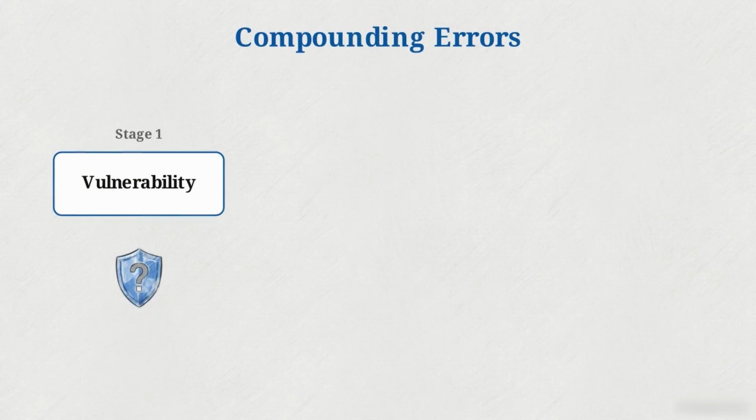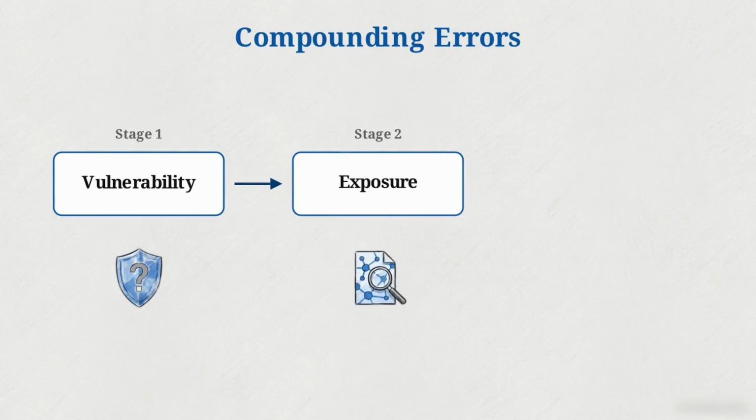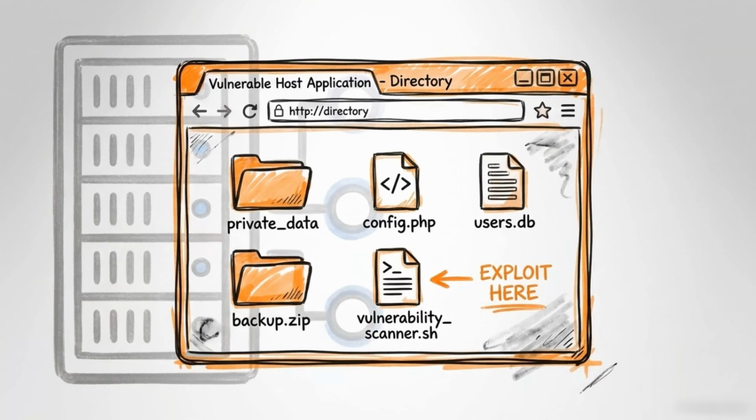Breaking down the CAP machine reveals a chain of 3 compounding errors. First, the application suffered from an insecure direct object reference. The server completely trusted the numeric ID in the web address, granting access to private files without verifying if we actually had permission to see them.